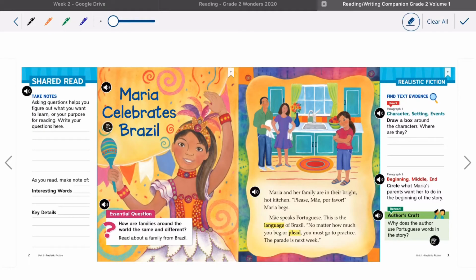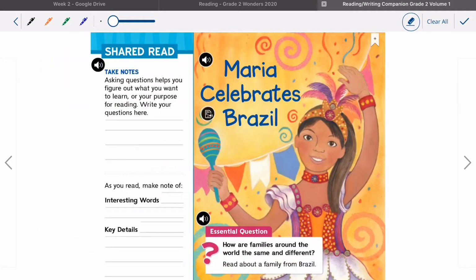Today we're going to do our warm read, or our second read, on Maria Celebrates Brazil. As we do our warm read, we're going to take a break between our readings to answer some questions and stop and think about what we have read. So yesterday we found out that this was a story about a girl named Maria from Brazil who did not want to go to a practice for a festival because she wanted to be with her friend. So let's go ahead and get started.